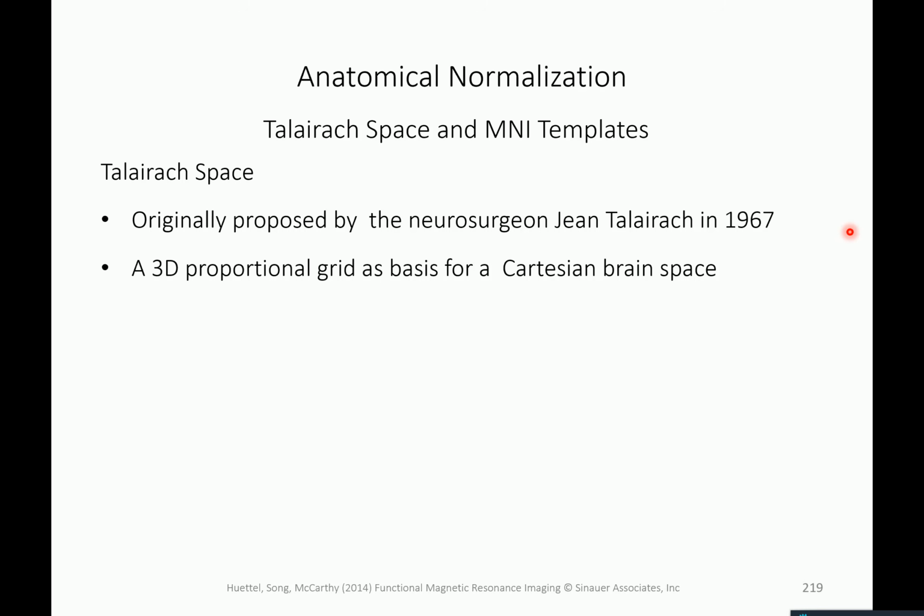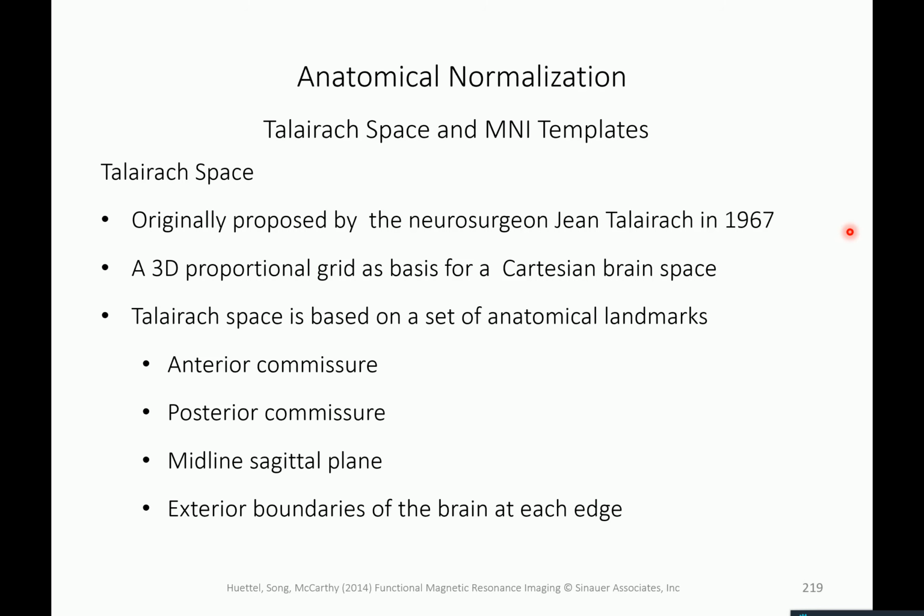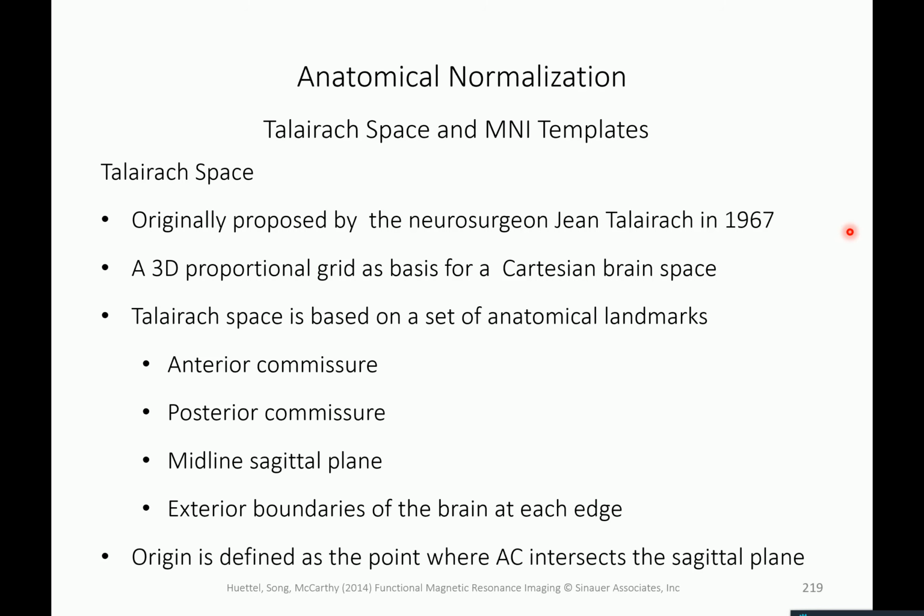And it essentially uses a Cartesian space, so just a common X, Y, and Z coordinate system, and a 3D proportional grid in this Cartesian space. And the Talairach space is based on a set of anatomical landmarks, namely an anterior commissure, posterior commissure, the midline sagittal plane, so that's in between your hemispheres, and then the exterior boundaries of the brain at each edge. And its origin, and this is important also for MNI coordinates, is there where the anterior commissure, as I've shown on this other slide, intersects the sagittal plane.